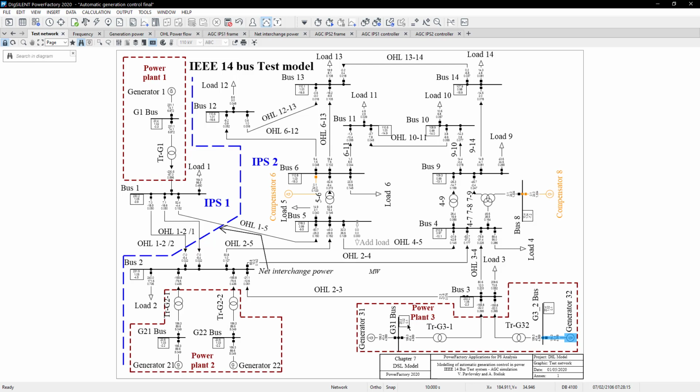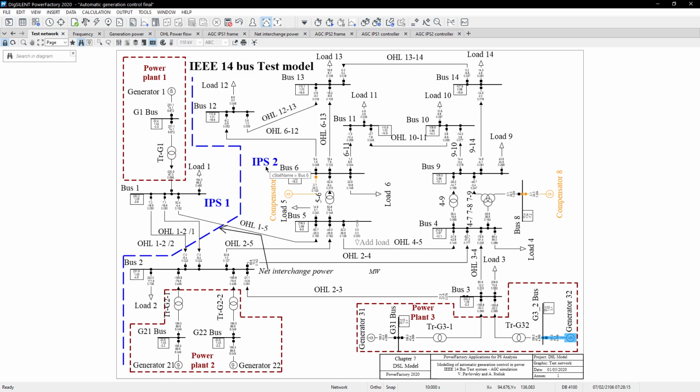Well, the AGC will act after the governor, and it will take care of the frequency of the system, but also it will take into account if there is a pre-scheduled net interchange power inside the power system. For that reason, Anton and Pavlovsky divided the IEEE test system into 2 areas. I believe you can see here IPS1 on the left-hand side and IPS2 on the right-hand side, okay?